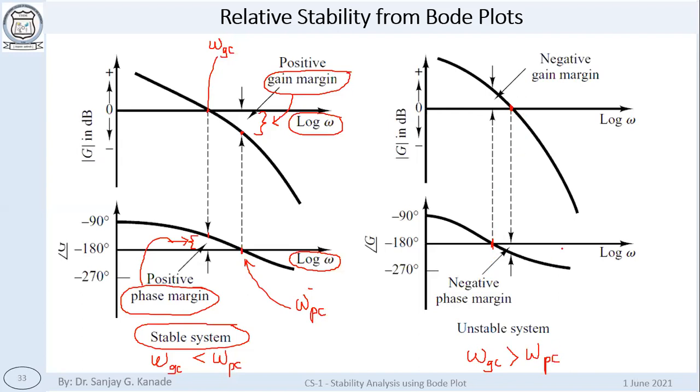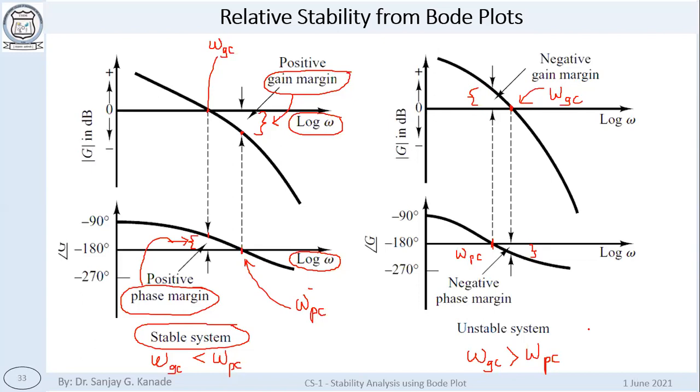You can see on the screen, this is omega GC and this is omega PC. So omega GC is greater than omega PC. When this condition happens, you can see the gain margin as well as the phase margin are negative. And in this case, the system is unstable.